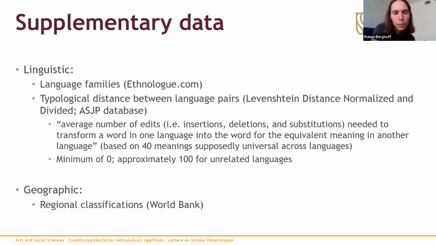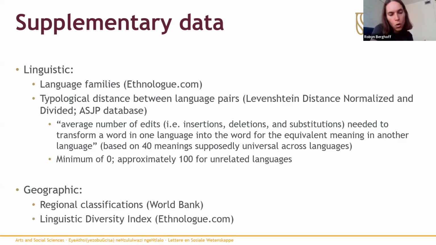In terms of geographic supplementary data, we got information on regional classifications. So for example, what do Sub-Saharan Africa and, say, the Middle East and Southeast Asia have in common? The World Bank classifies these as developing regions or global south regions, et cetera, et cetera. So we wanted to have sort of objective labels for these kinds of things to make meaningful distinctions between geographies around the world. And something else that we'll also talk about a bit, at the country level, there is a measure of linguistic diversity that is available. This, again, we retrieved from Ethnologue.